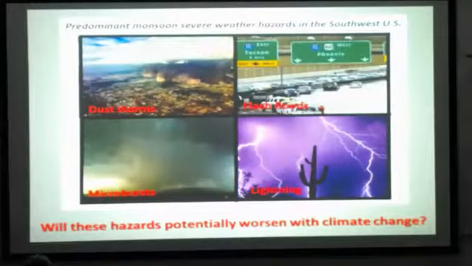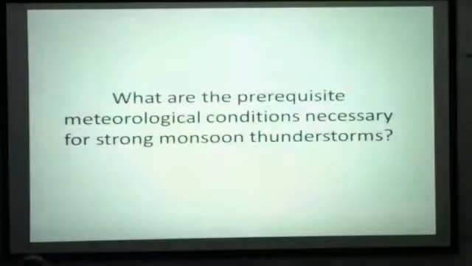I'm going to start out a little bit basic with some motivation: why do we care about severe organized convection? These are predominant monsoon severe weather hazards in the Southwest, and the same thing basically applies in Mexico as well. Dust storms or haboobs, flash floods, microbursts with severe downburst winds, and lightning. And of course, as we alluded to in the discussion yesterday, are these going to potentially worsen with climate change?